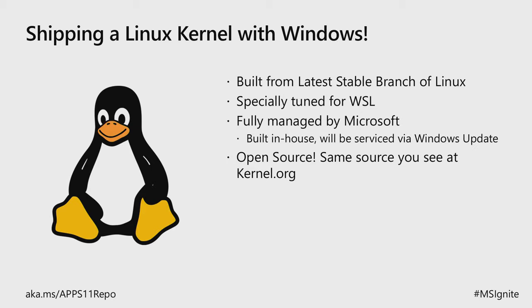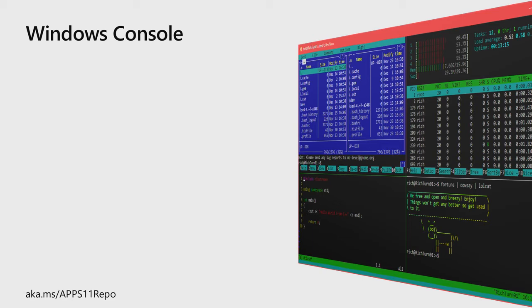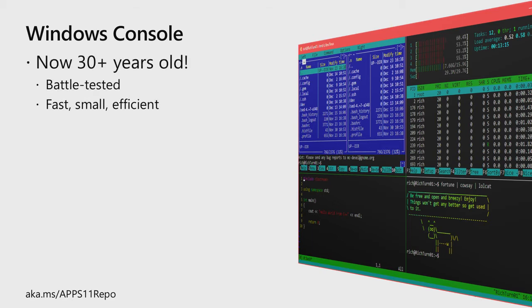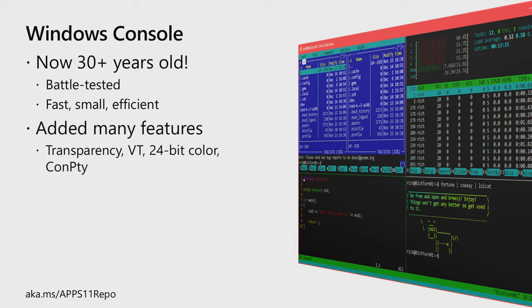I'm going to show you a little bit how to access those using the command line and also VS Code in a couple minutes. So the Windows console, let's talk about that a little bit. It's 30 years old, more than 30 years old. It's been battle tested. It's fast, small, and efficient. There's a ton of features that have been added.